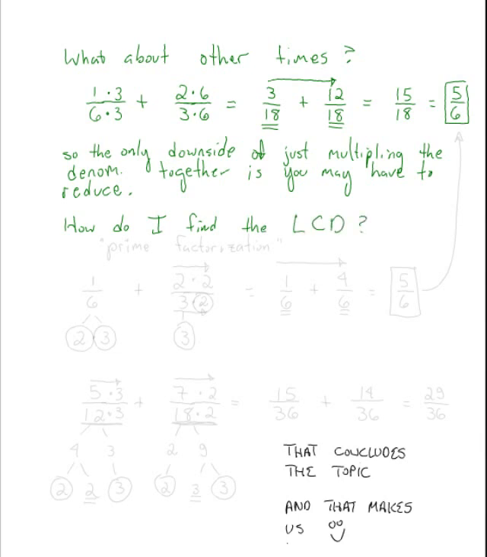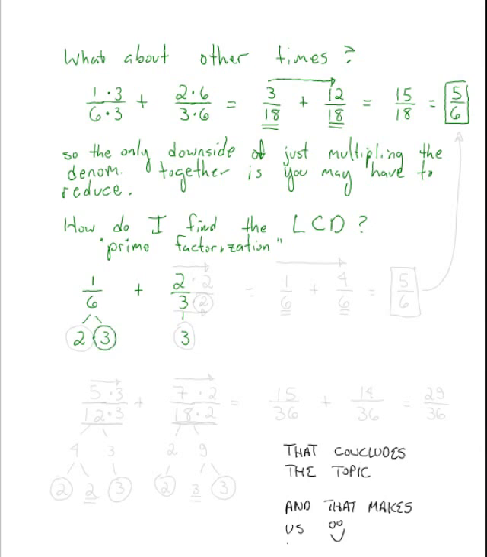Well, it turns out that it has to do with common factors. And so you need to use something called prime factorization to help you out. And so we're going to go back to our problem right up above, 1/6 plus 2/3. And I look, and 6 has the common factors of 2 and 3. 2 times 3 is 6. Well, 3 is prime. It's only made up of a 3.